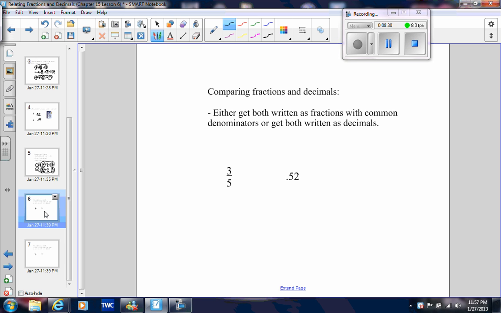Using these things, then you can compare fractions and decimals. You can see which one is larger. Either get both written as fractions with common denominators, or get both written as decimals and then compare them. I'm going to do this both ways here. I've got 3/5 here, and I've got 52 hundredths here. So I'm going to take 52 hundredths right here, and I'm going to get fifths and turn that into hundredths.